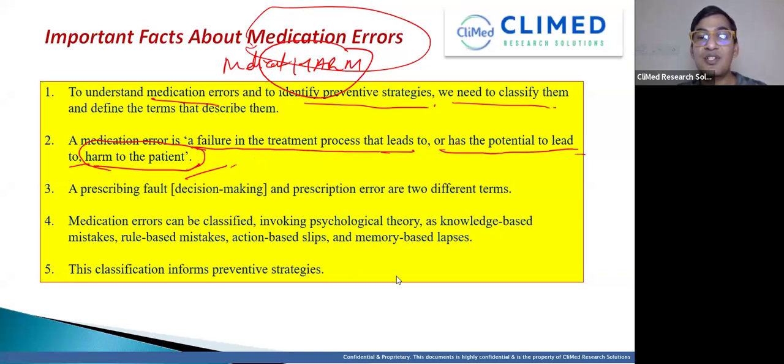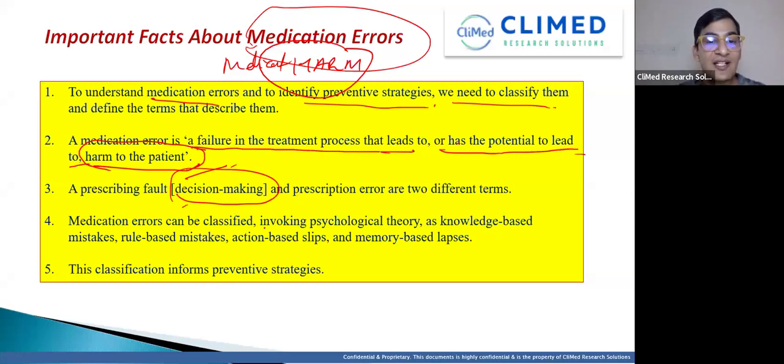So this is a prescribing fault. Prescribing fault means it could be at any level, and it could start with the decision making. The decision making of the prescriber, whoever is dictating, writing, mentioning, or preparing the chart. It can happen at any level, but with just one decision making. And decision making can be influenced by multiple factors.